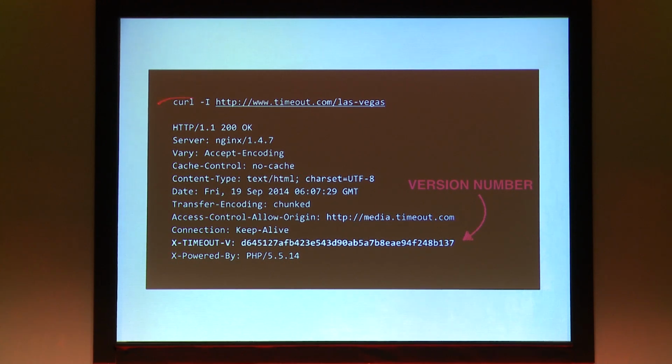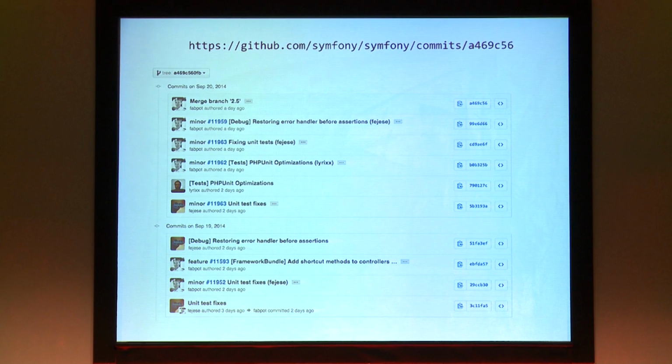Whatever page you request, there will be a next timeout v header that will contain the git commit. Once you have this information, you can go to GitHub and see what the changes are. So as you can see, you can have a release document for pretty much everything. This is quite handy.